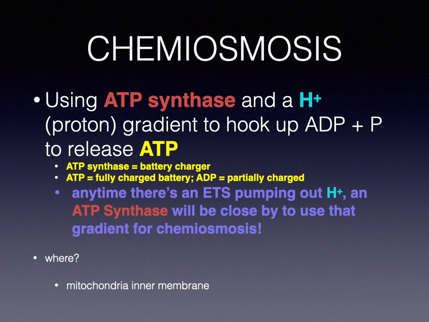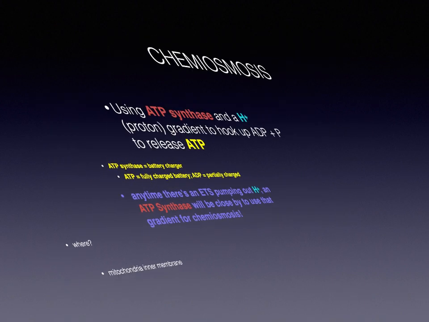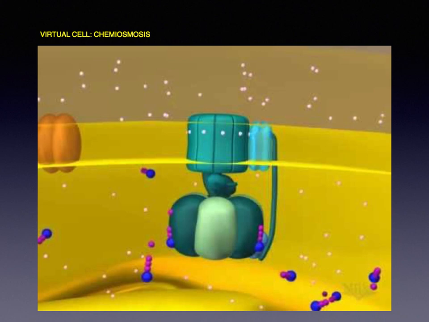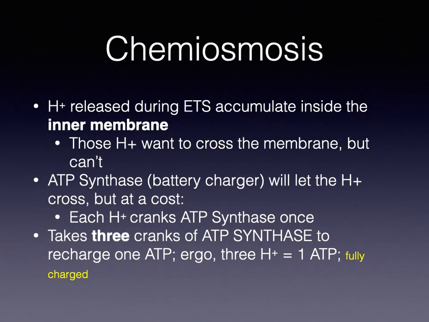Chemiosmosis is the process of charging the batteries, being ATP. ATP is fully charged, ADP is partially charged, and we've talked about those in the past. There's a video that you'll need to find on your own.